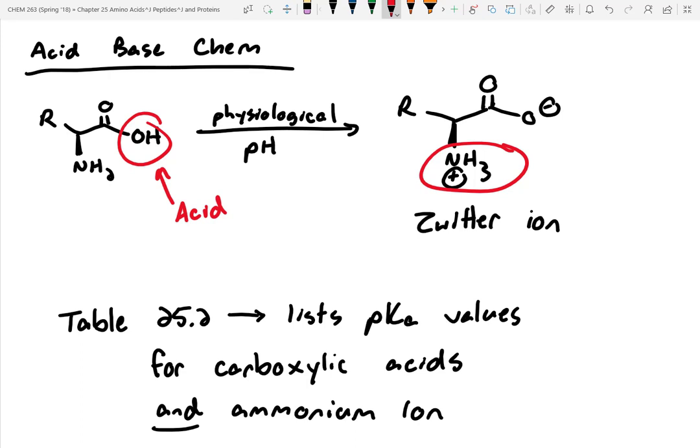All right, that's where we're going to stop today. When we go back on Monday, we'll talk a bit more about the reactions of amino acids.